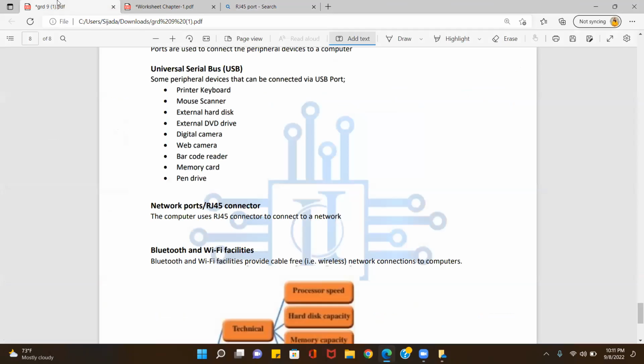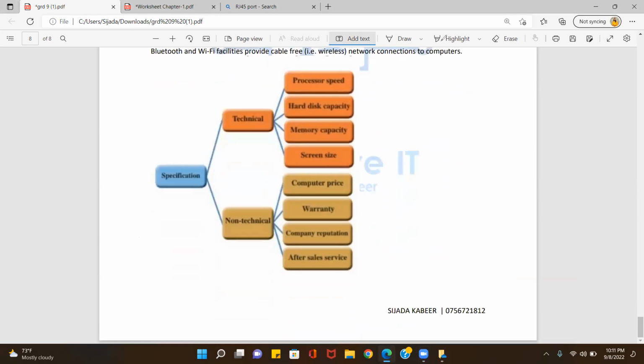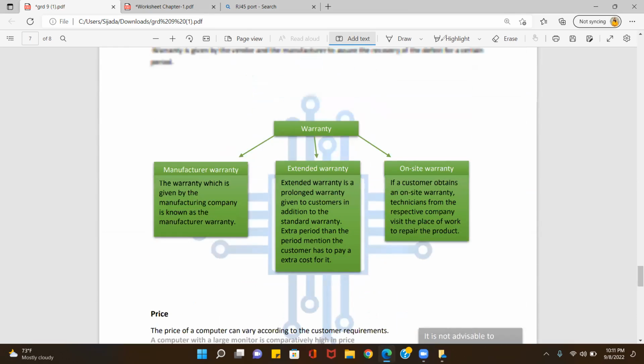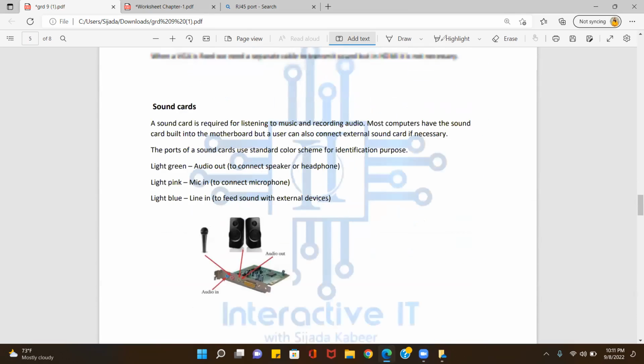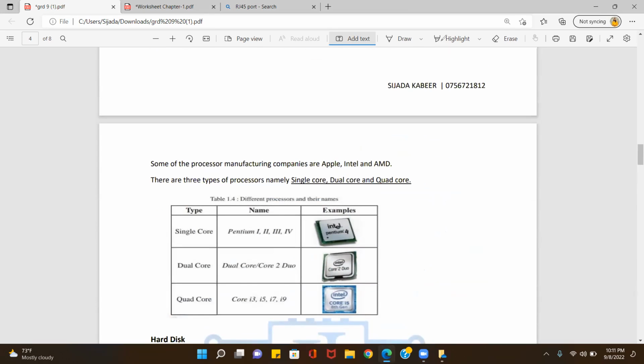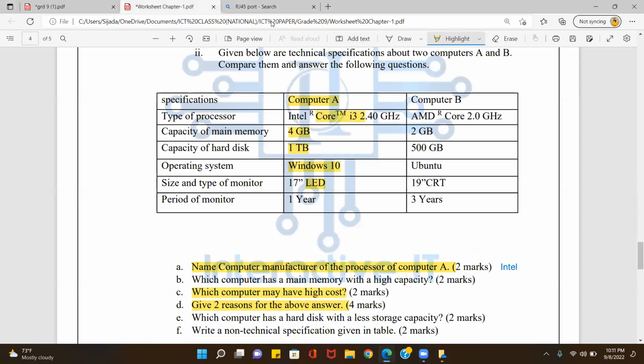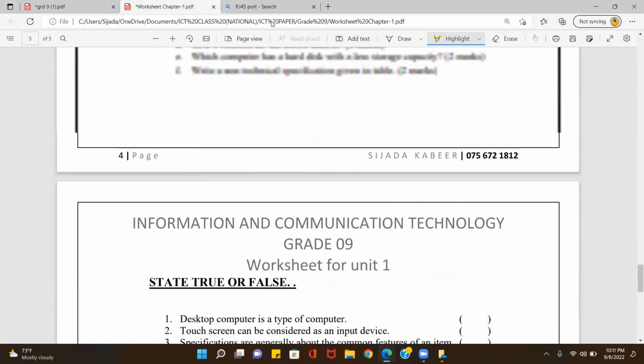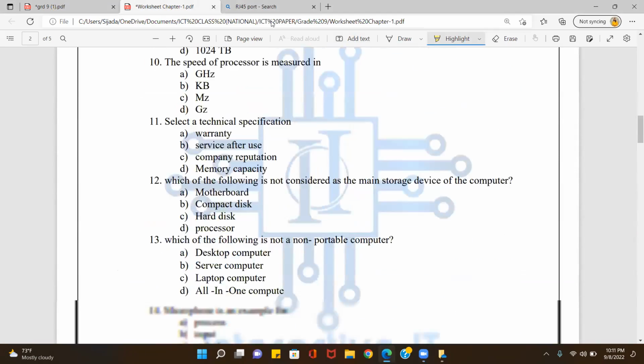Why do you need to check whether Bluetooth or Wi-Fi facilities are available? Because there are certain devices like mouse and keyboard that you can connect wirelessly. If there is Bluetooth and Wi-Fi facility only, you can connect them wirelessly. So all these things are things that you need to check before buying a device. Because you're going to pay a huge amount for this device, maybe 1 lakh, maybe 2 lakh, the money you pay should be worth enough for the item you have bought. Up to now, any questions, any doubts, any clarifications? Anybody who has any questions?